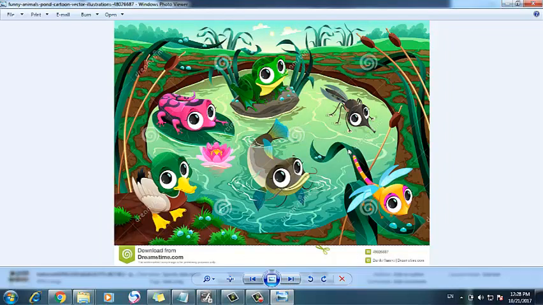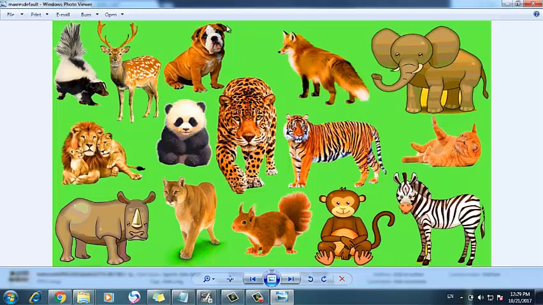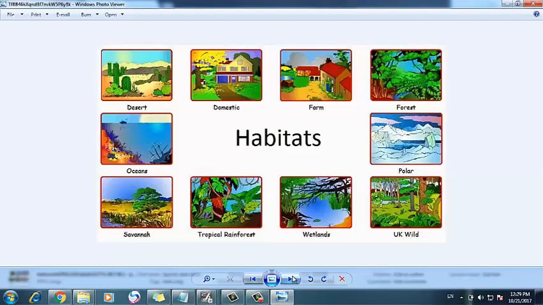Animals that live in pond habitat, and a pond is a small area of fresh water: frog, grasshopper, ducks and ducklings, some kinds of fish, and even crocodiles. Animals that live in the forest: deer, some kinds of dogs and cats, fox, elephant, tiger, leopard and panda, cheetah, squirrels, monkey, zebras, rhinoceros, and hippo.